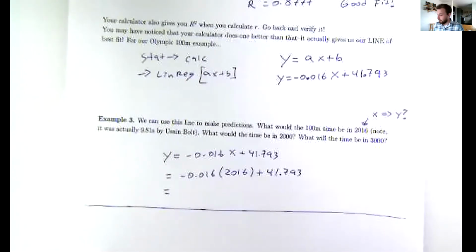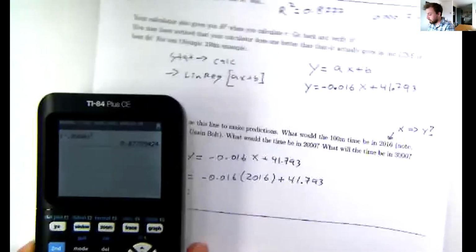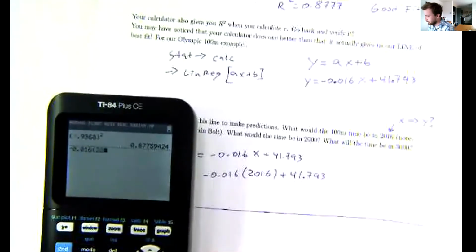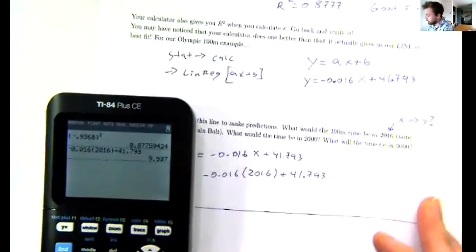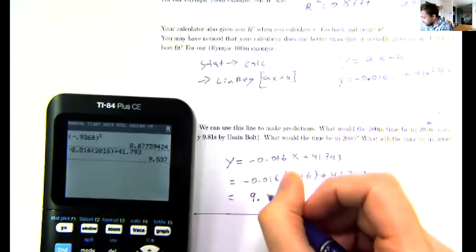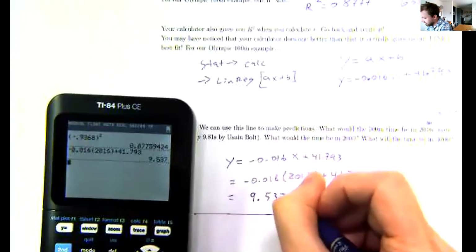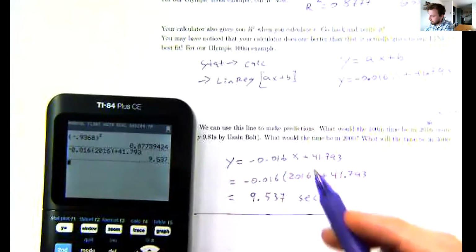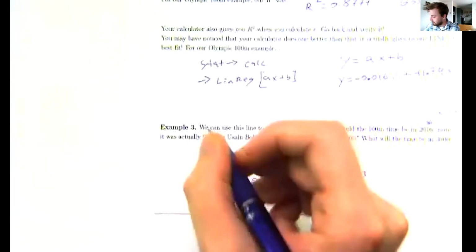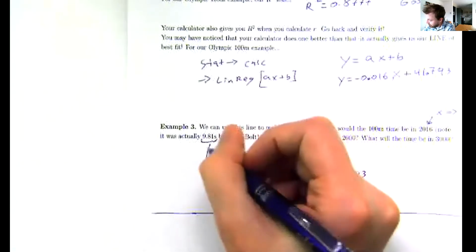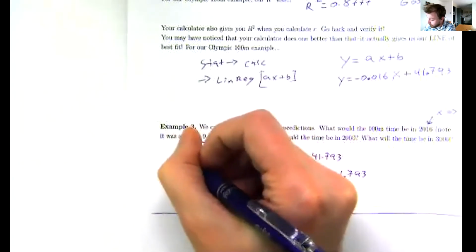So I'm not doing anything special except plugging something into a line. But the result itself is kind of special, because now I've predicted that the time should be 9.537 seconds for that winning time. And in actuality, the winning time in 2016 was 9.81 seconds. So when I'm looking at this, I'm thinking this is an okay prediction.